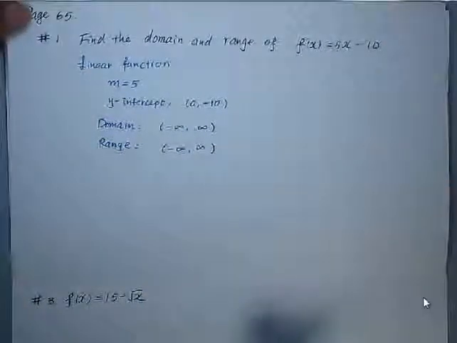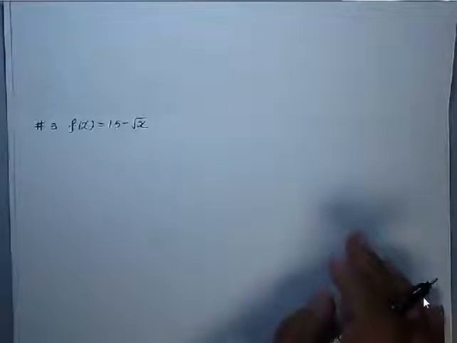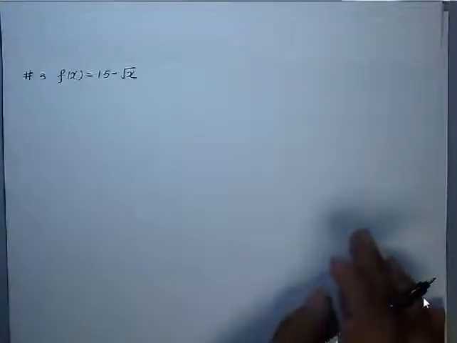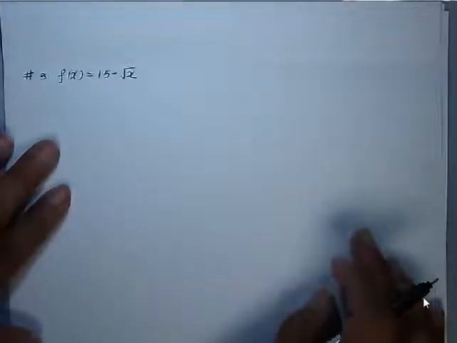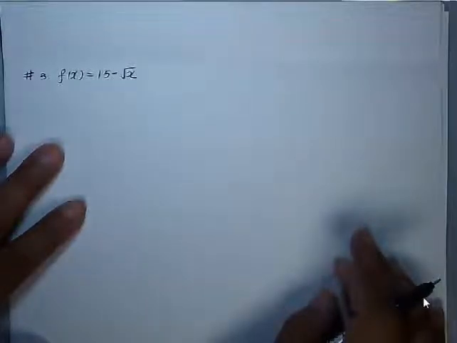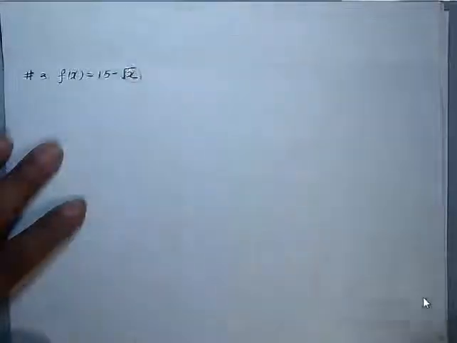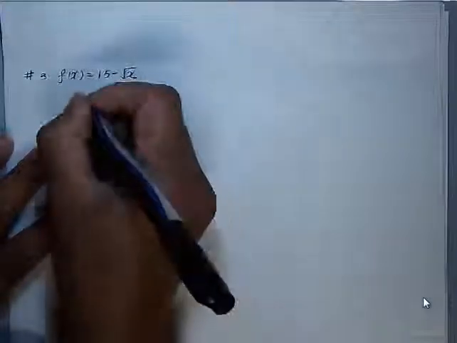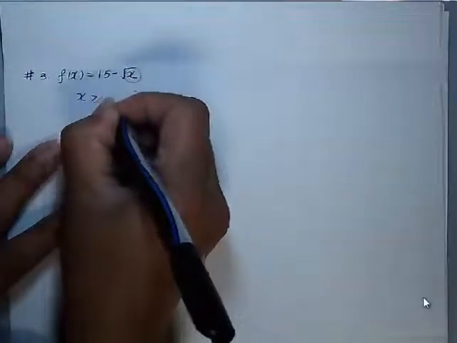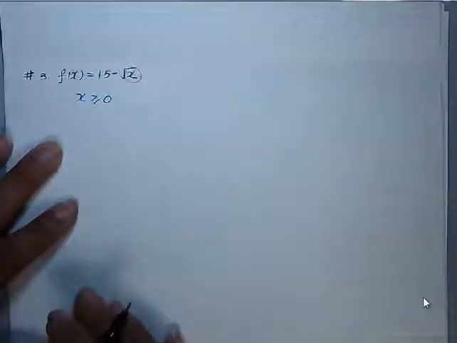Let's take a look at another problem, which is not a linear function. If you take a look at number 3, you can see there is a square root. Every time you see a square root, make sure the expression inside the square root, the radicand, is non-negative. Here the radicand is only x, so I need to make sure x must be non-negative, which is greater than or equal to 0.